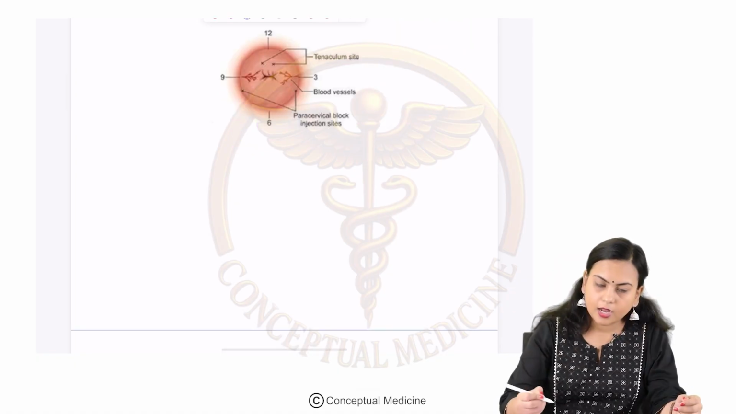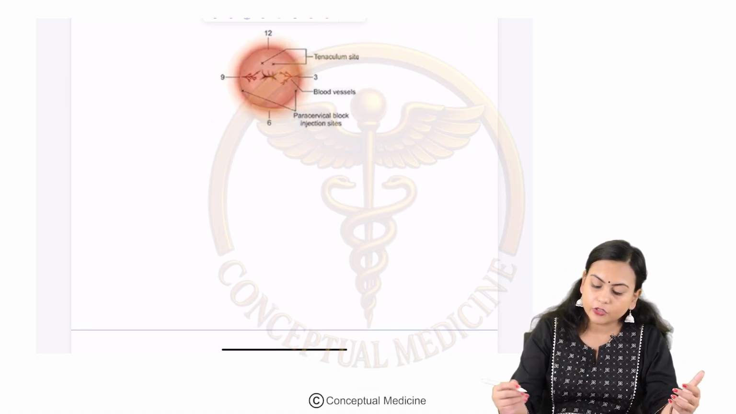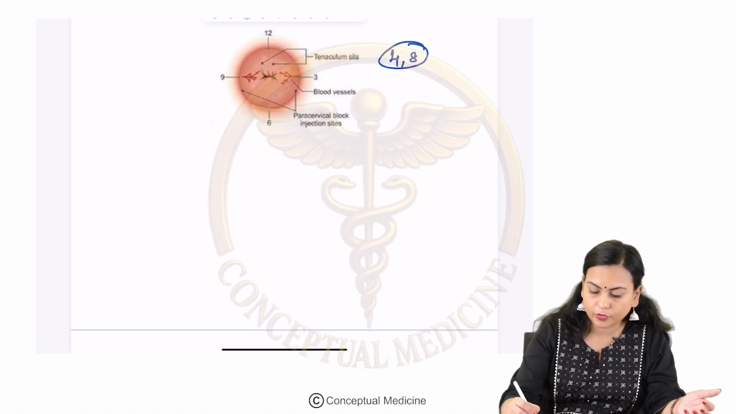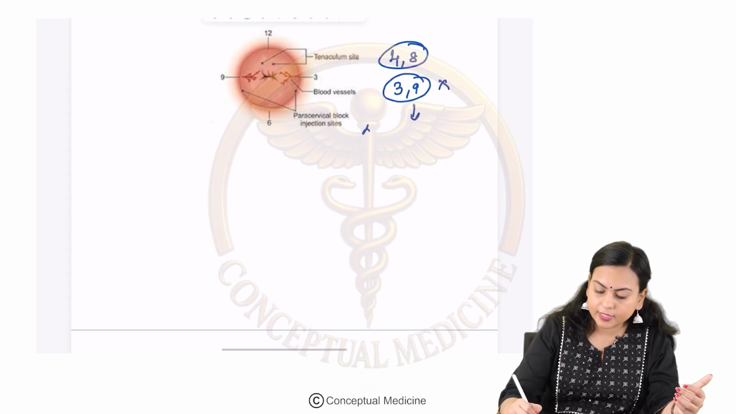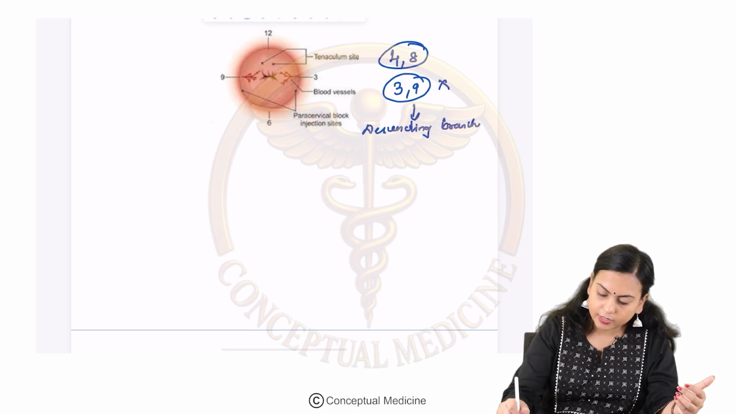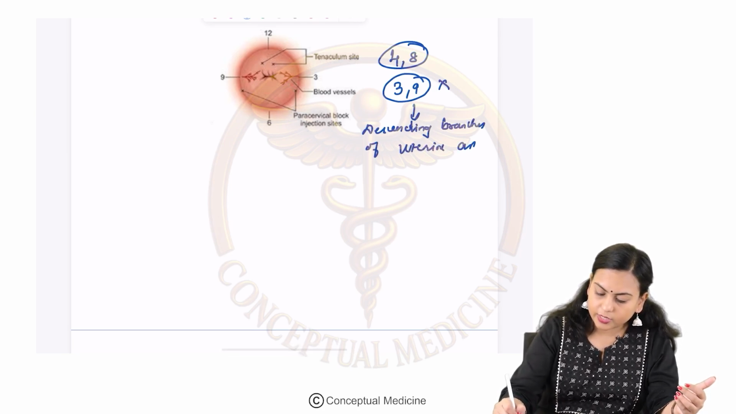Clear? And during this procedure, a paracervical or a pudendal block can be given. Usually it is given at the 4 o'clock and 8 o'clock positions. Remember not to give at the 3 o'clock and 9 o'clock positions, because here the descending branches of the uterine artery are seen.